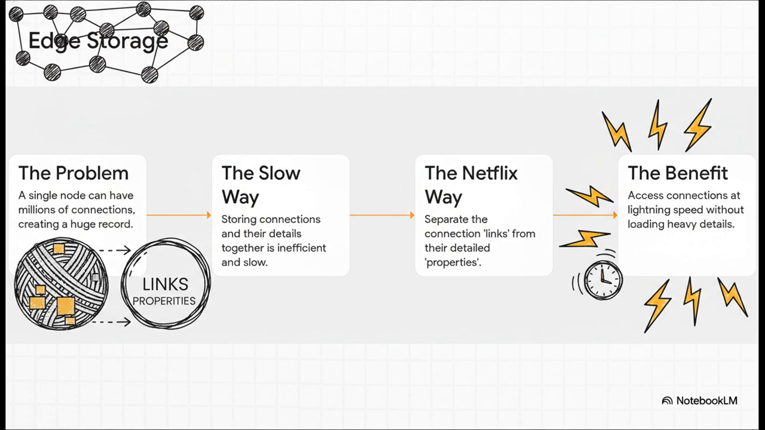So here's the problem. A single user can have millions of connections in this graph. The slow way to handle that is to store all the connections and all the details about them in one giant clunky record. That's a guaranteed traffic jam for your database. But the Netflix way is genius. They separate the links, the connections themselves, from the properties, all the heavy details about those connections. The result? The system can grab a list of connections at lightning speed because it doesn't have to carry all that extra weight. This right here is a huge key to their performance.